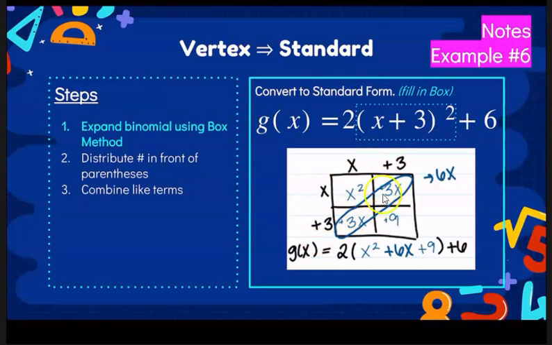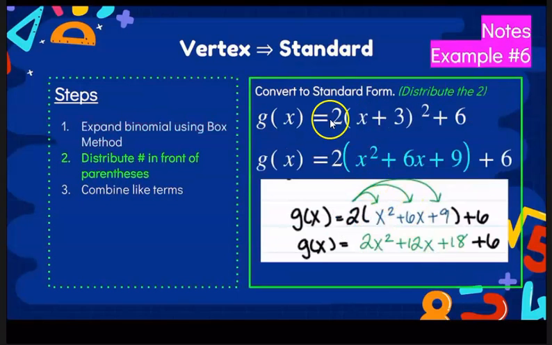This is polynomial multiplication, so this is where we use our 2 by 2 box, and we say, okay, x times x is x squared, 3 times x is 3x, 3 times x is 3x, 3 times 3 is 9, and we always combine our diagonals since they are like terms. So 3x plus 3x is 6x. Notice I expanded this (x plus 3) squared to now be x squared plus 6x plus 9. So that's my next line here. I went from this line to this line.